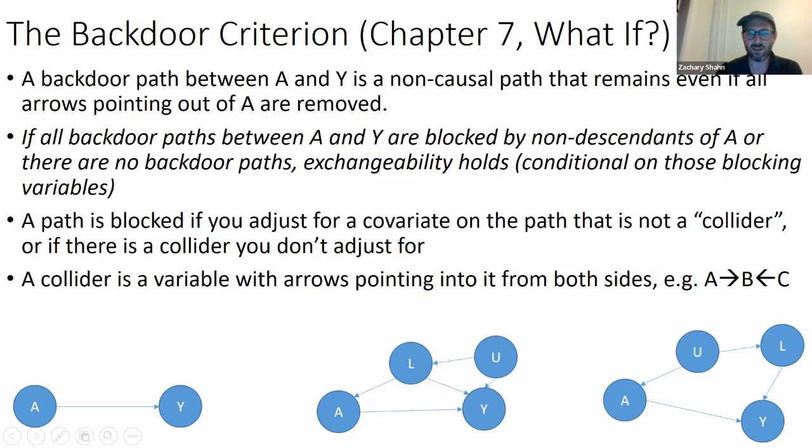So if you adjust for L, you block this path. If there is a collider and you don't adjust for it, or you condition on it, then you also block the path. So that's all there is to it. If you have a causal graph and you can find all the backdoor paths between the treatment and the outcome, and you choose a set of variables to condition on that blocks all the backdoor paths, and make sure you don't condition on colliders to open up paths, then you're good.